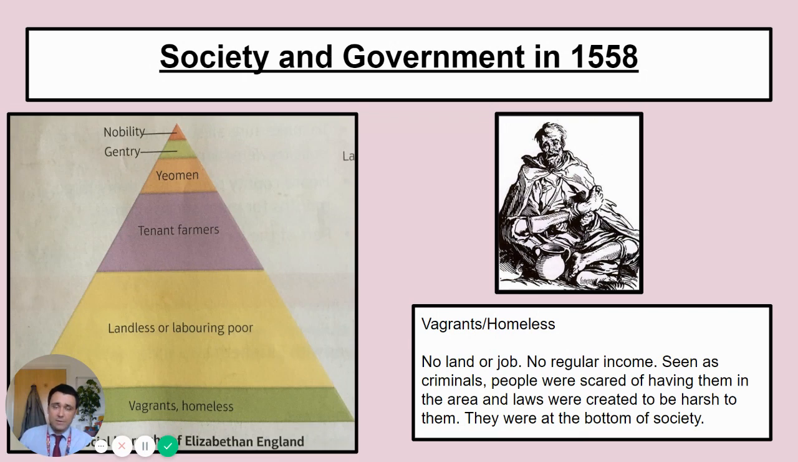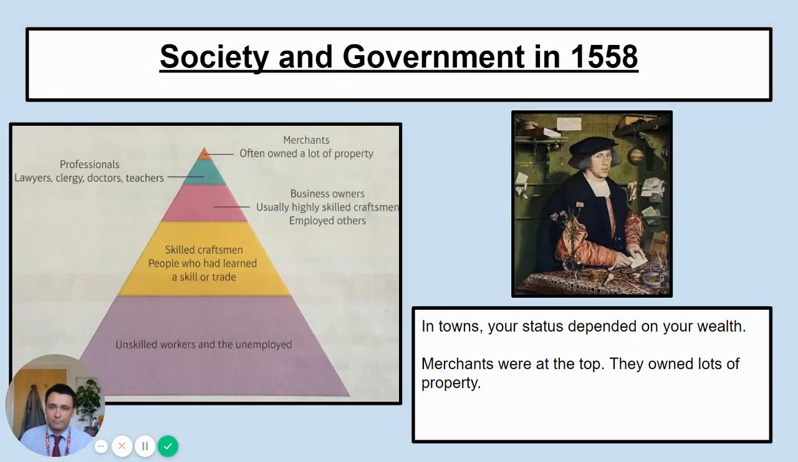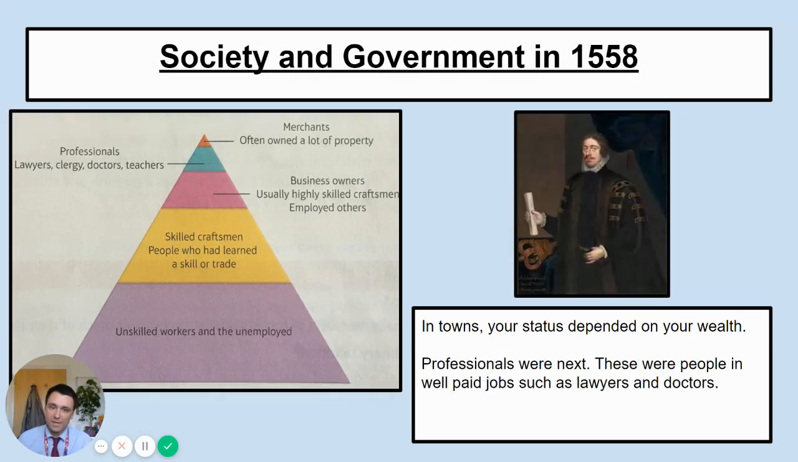When we move to the towns, there's a few changes. So at the very top in towns, again, your status depends on your wealth. The more money you have got, the higher your status is. At the very top are the merchants. We've got an example there in a picture. Check out that haircut. That is ridiculous. Two wedges on each side of the head. But anyway, merchants owned a lot of property, owned a lot of shops and businesses and so on, so they could make money that way. Property is how they make money.